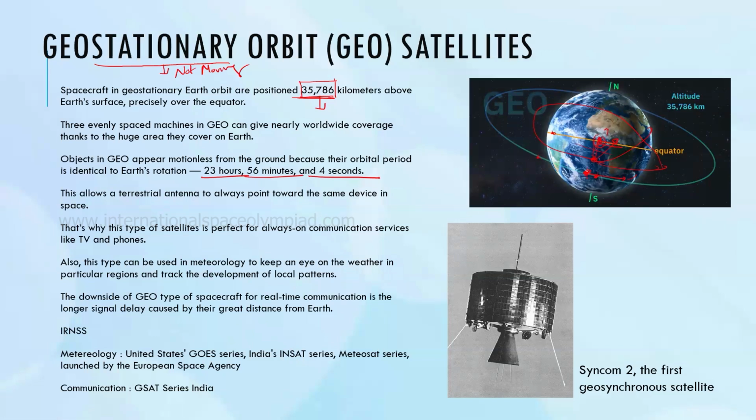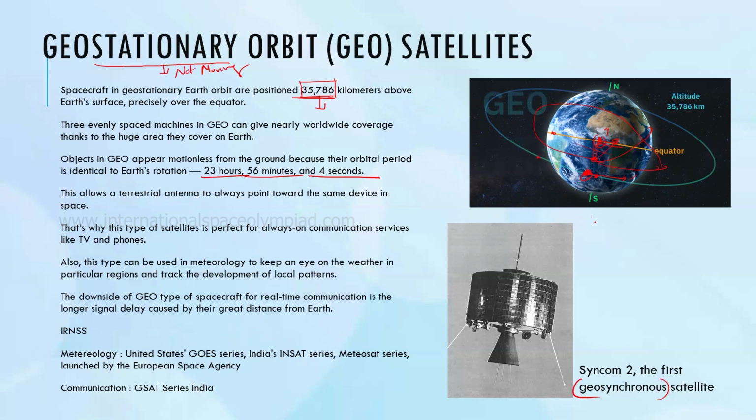So if you need a continuous transmission, you have to place it at a height of 35,786 kilometers. That is not the only thing needed. You have to place it exactly above the Earth's equator. That orbit is called the geostationary orbit, or simply GEO. And SYNCOM 2 is the first geosynchronous satellite. There is one more thing called geosynchronous that I haven't explained.